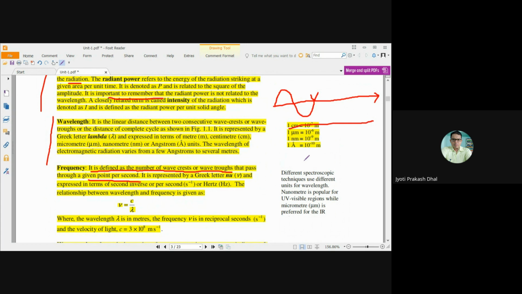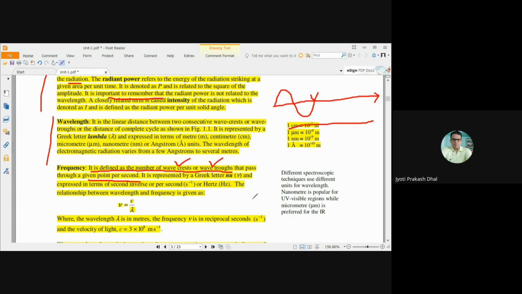That means if the wavelength is less, then the number of complete waves passing through that particular point will be more. That means the frequency is inversely proportional to wavelength. And if the wavelength is more, then the number of complete waves passing through the point will be less. So it is defined as the number of wave crests or wave troughs, or the number of complete waves.